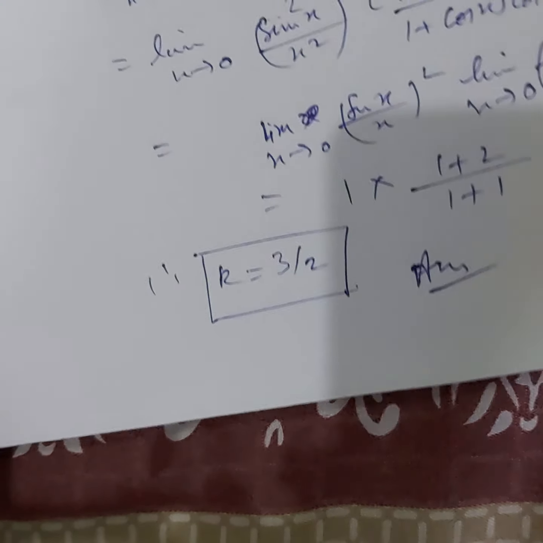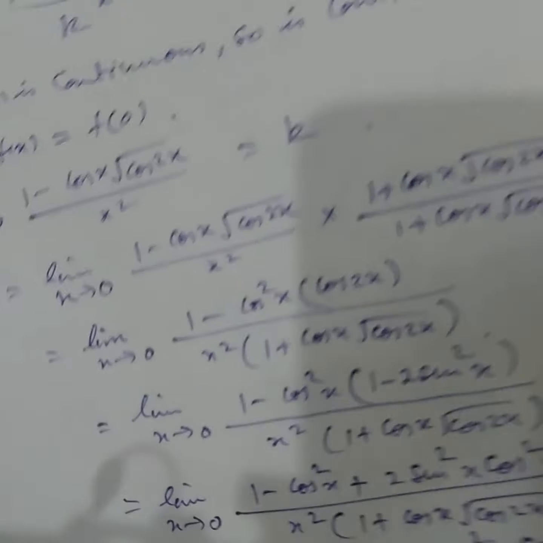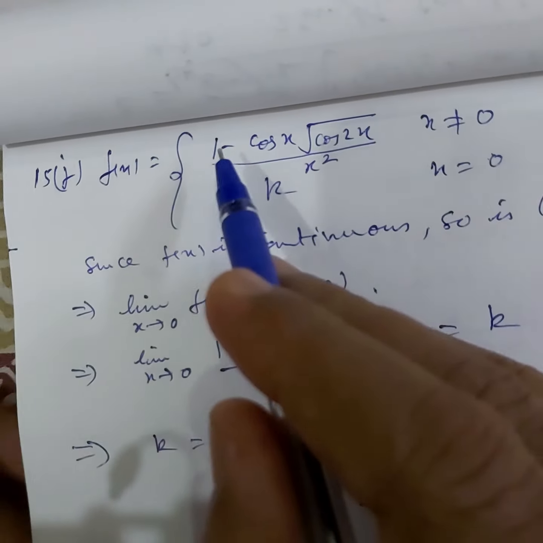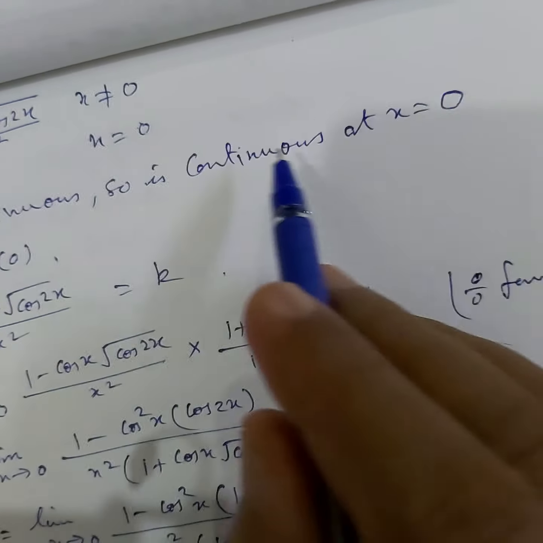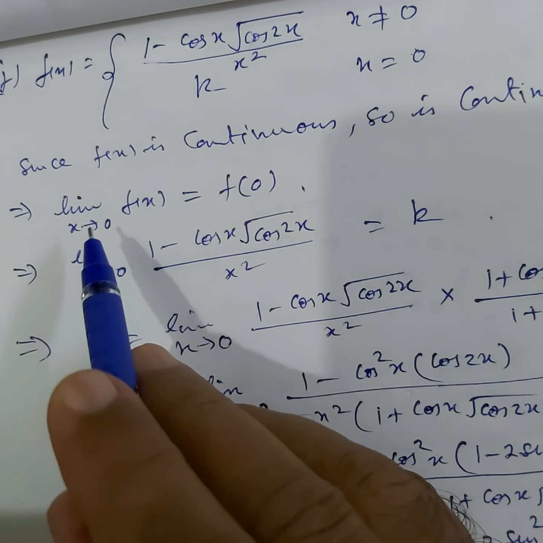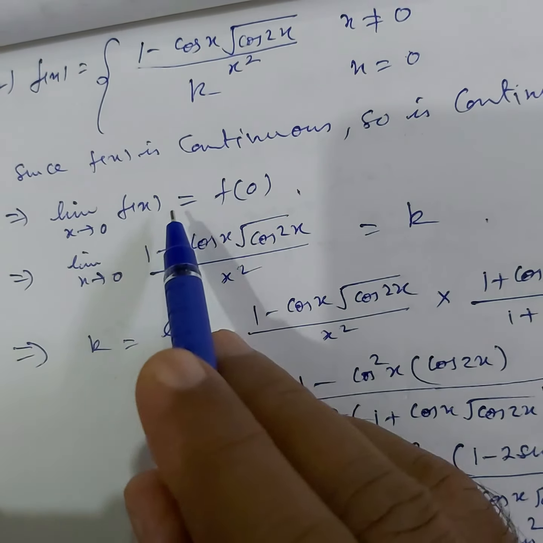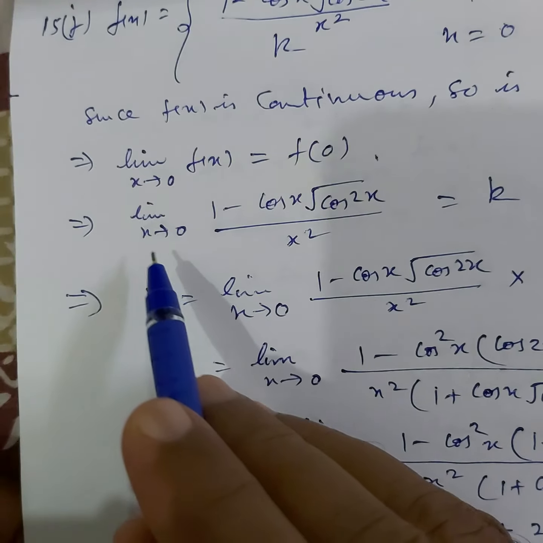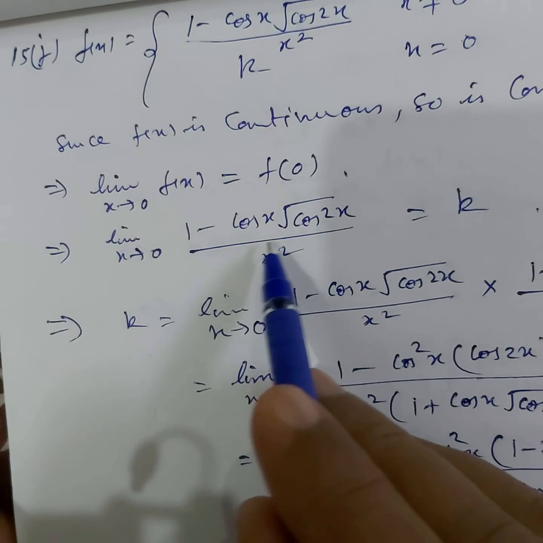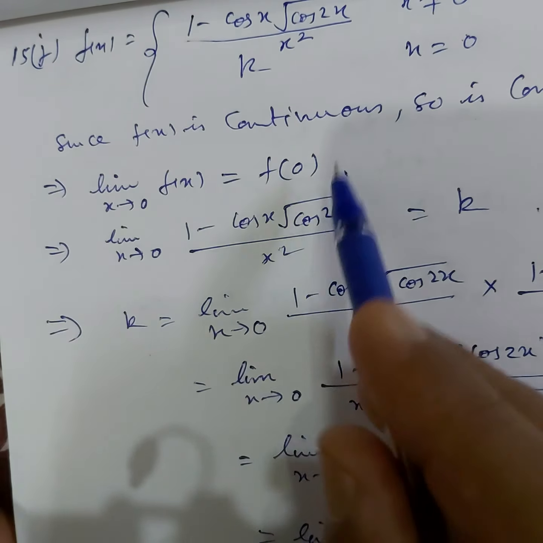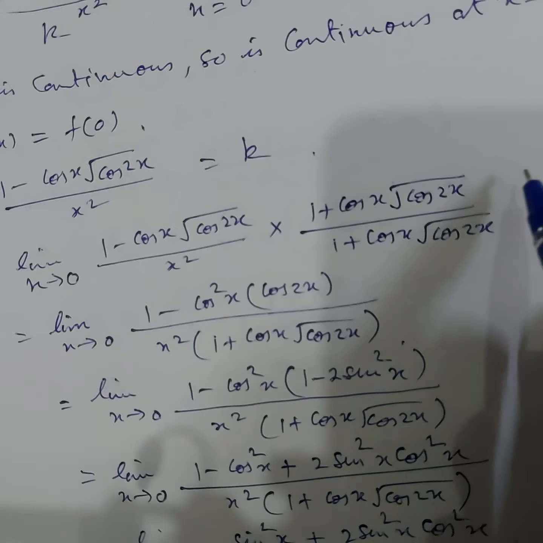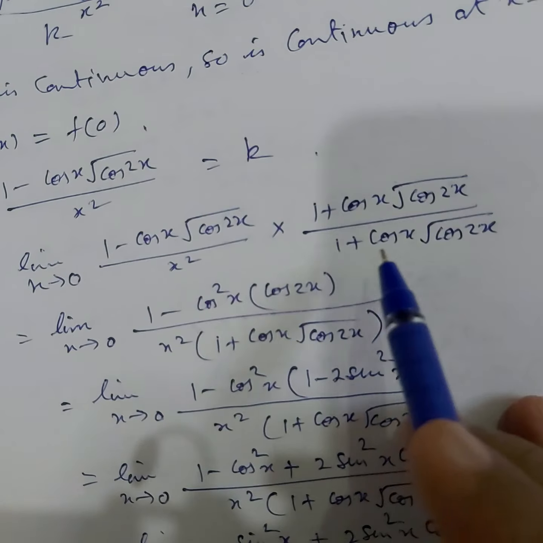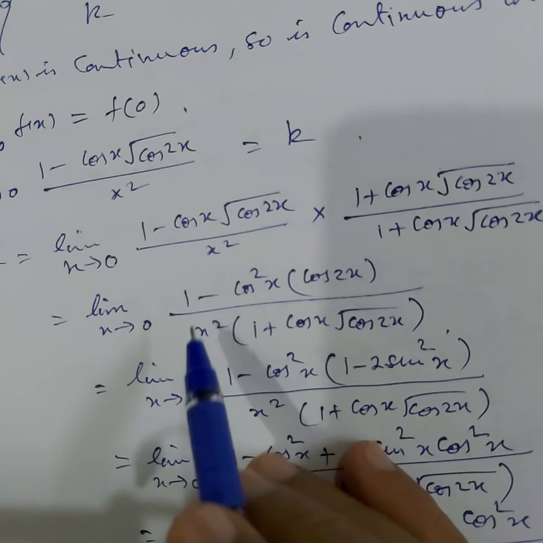Next question, 15j. Now this is continuous, so it is continuous at x equal to 0 also. Limit x tends to 0 f(x) is equal to f(0), that is equal to limit x tends to 0 cos this. Now this is in root form, so we will rationalize: 1 plus cos x under root cos 2x, 1 plus cos x under root cos 2x.